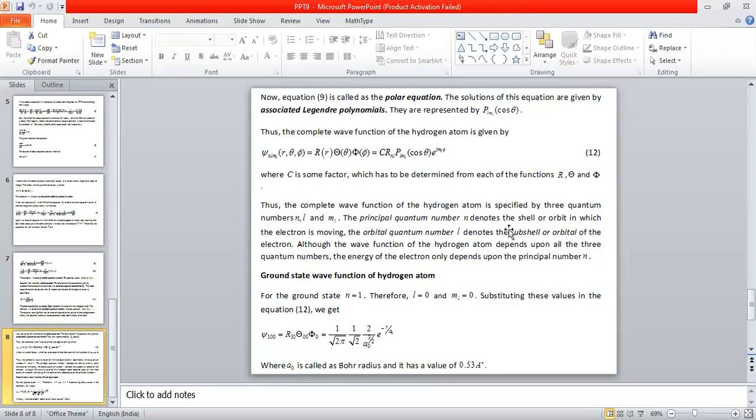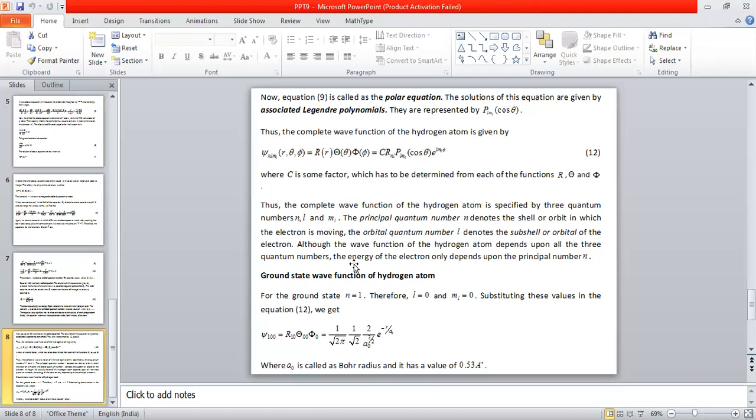If the electron is in the n equal to 2 state, then it is called the second shell. Then we have the orbital quantum number l, which denotes the subshell or the orbital of the electron. I have already mentioned l equal to 0 corresponds to the s orbital, l equal to 1 corresponds to the p orbital, and so on. Similarly, we have one more quantum number, ml, the magnetic quantum number.